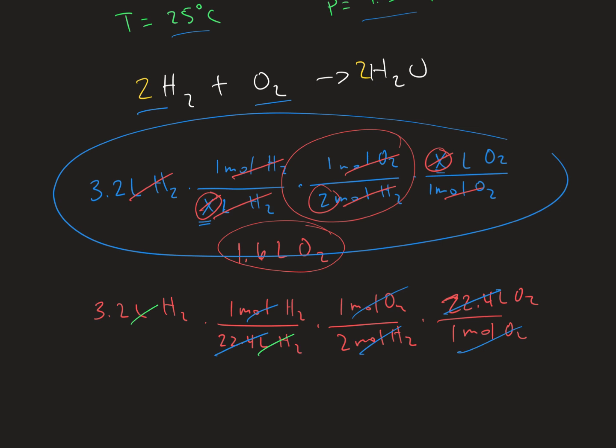So the moles, temperature and pressure are constant, even if they're not standard temperature and pressure. That's right. The ratio is going to remain the same no matter what. So if we have 3.2 liters of H2 at any temperature and pressure, as long as it's constant, it will yield 1.6 liters of O2, if we started with 3.2 liters. Right.